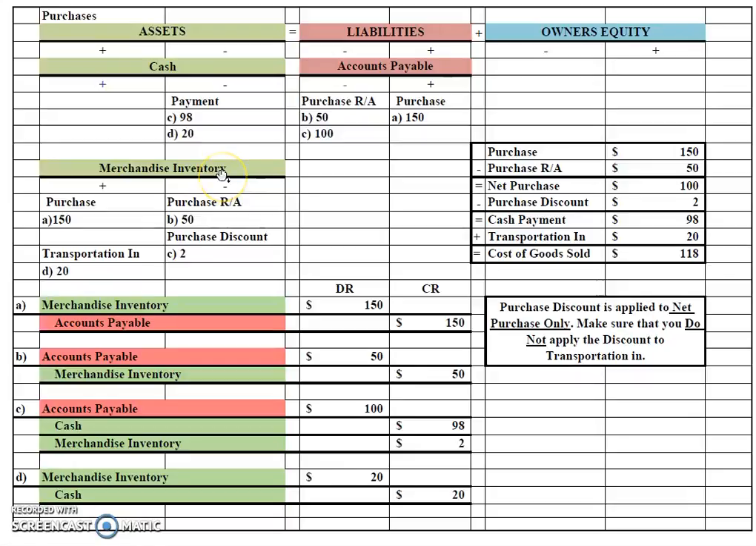Remember, merchandise inventory is a catch-all for purchases, returns and allowances, and discounts, and transportation. The $150 minus the $50 minus the $2 plus the $20, as we see here, cost of goods sold is now $118. That's how much it cost us for that merchandise inventory, so that now we can sell it.